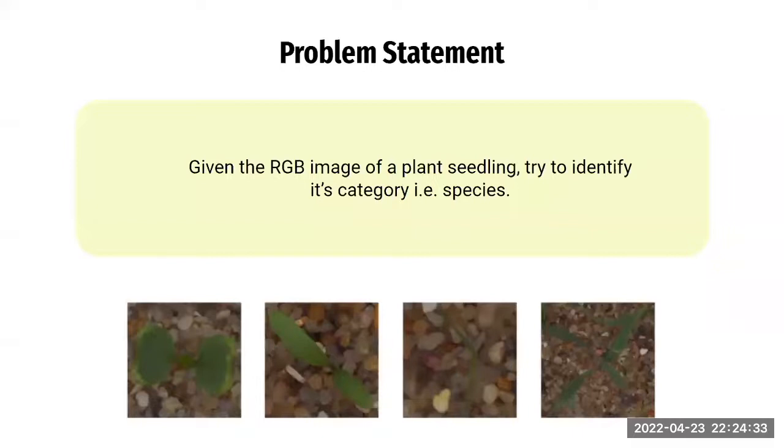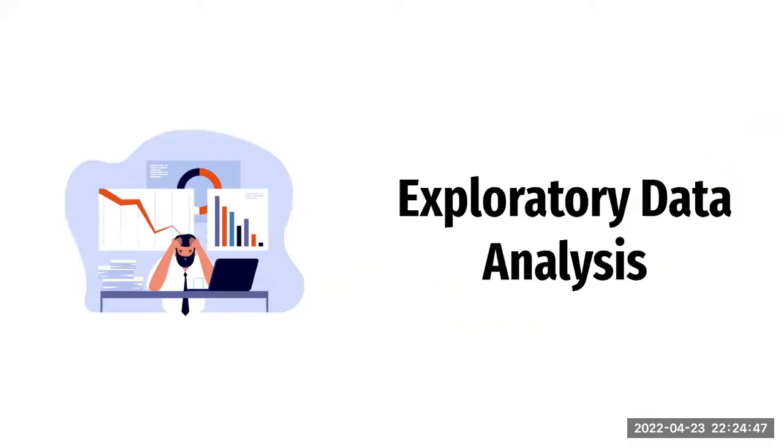So the problem statement for this challenge is pretty straightforward. The challenge tries to test the accuracy with which the species of a plant can be identified given the RGB image of its seedling. To accomplish this goal, we started off by trying to understand what the dataset actually looks like to decide how to model our approach to this challenge. So the first important step in this process was exploratory data analysis.